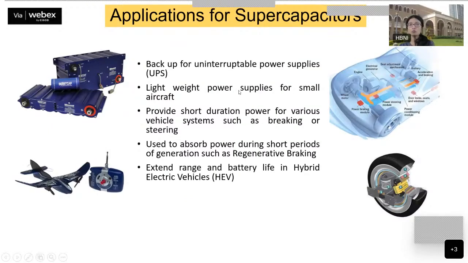What are the applications for supercapacitors? They are used as backup for uninterruptible power supplies. They provide lightweight power supplies for small aircraft. They provide short duration power for various vehicle systems, such as for braking and for steering. Then they are used to absorb power during short periods of generation, that is for regenerative braking. We can use supercapacitors to also extend range and battery life in hybrid electric vehicles. So you can use a battery and supercapacitor in conjunction to have a better energy storage technology.